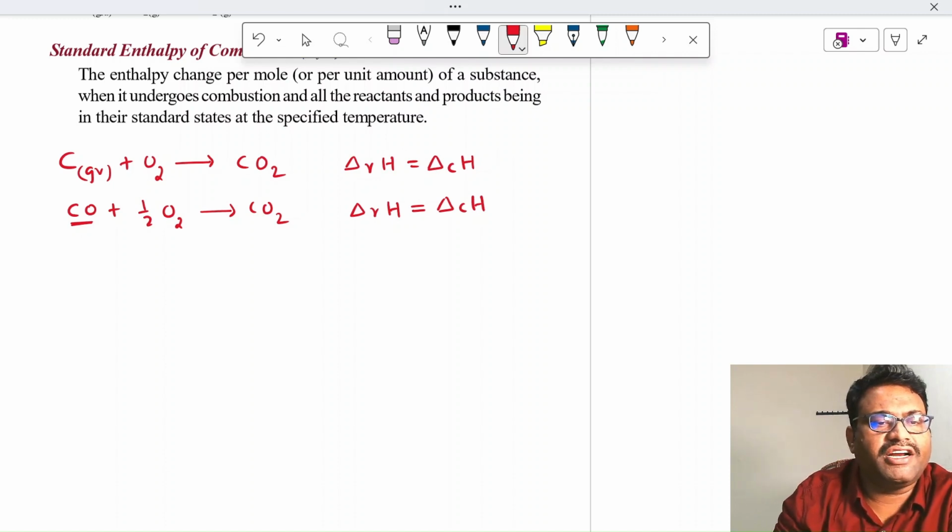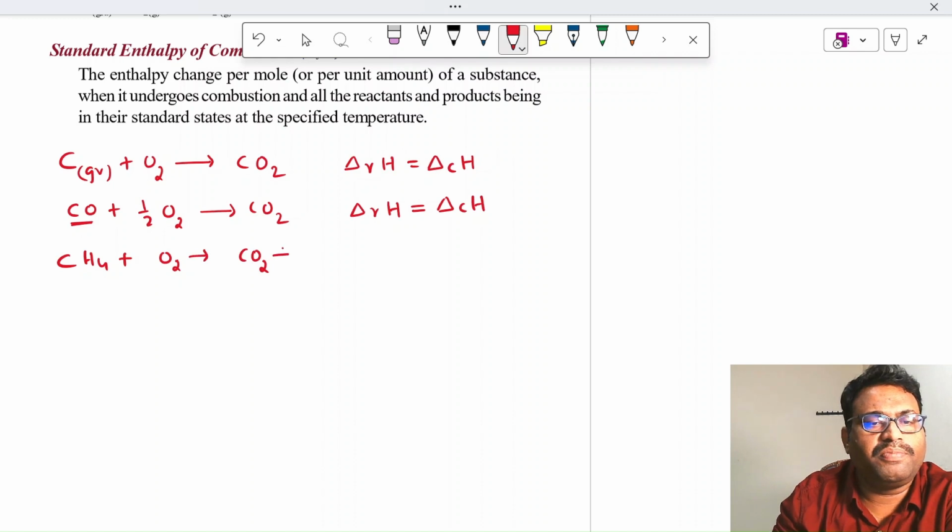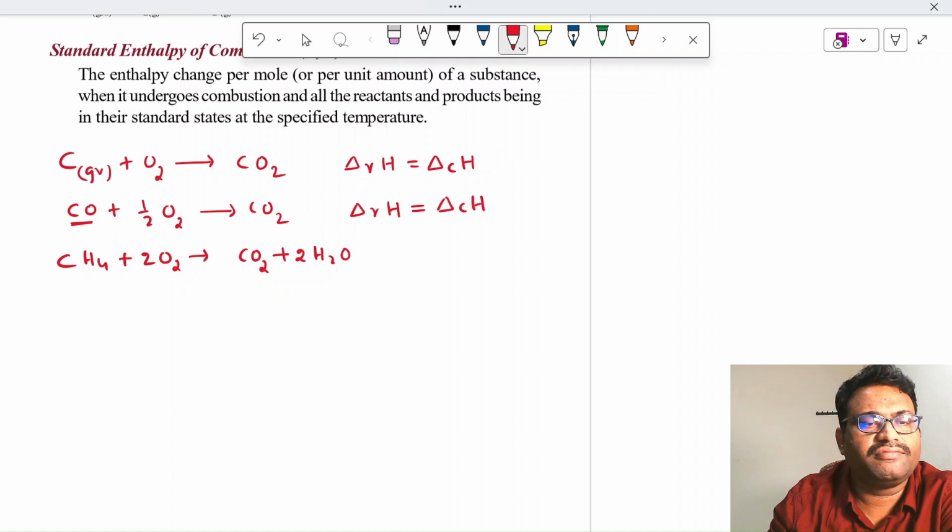In the same way, let us take CH4 plus O2 gives CO2 plus H2O. Balance this equation: 1 carbon, 1 carbon, hydrogens 4 on the left side, hydrogens 4 on the right side, multiplying with 2. Oxygens 2, and 4 oxygens on the product side, so 2. So now this is a balanced equation.